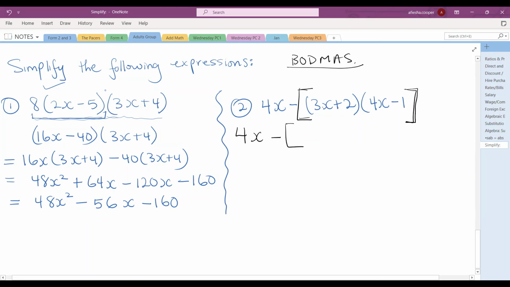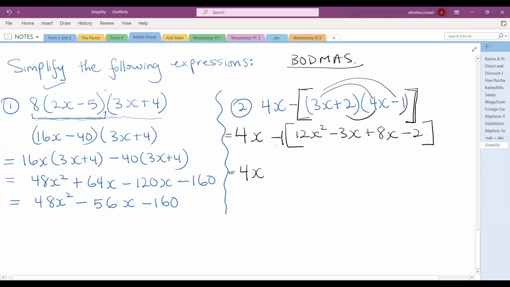So that's going to be 3x by this, 3x by 4x, that's going to be 12x squared. And then 3x by negative 1, which is negative 3x. Then we're going to do 2 by 4x, same expansion, right? Plus 8x, and then 2 by negative 1, which is negative 2. So now we still have this negative 1 out here, which we have to now go and distribute.